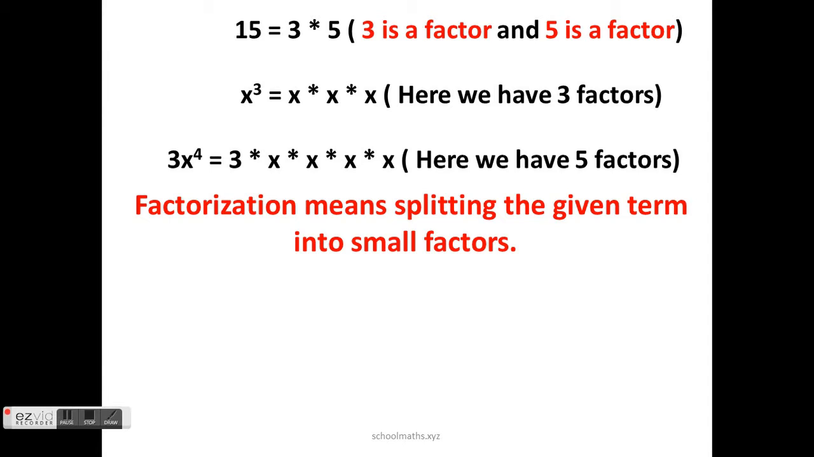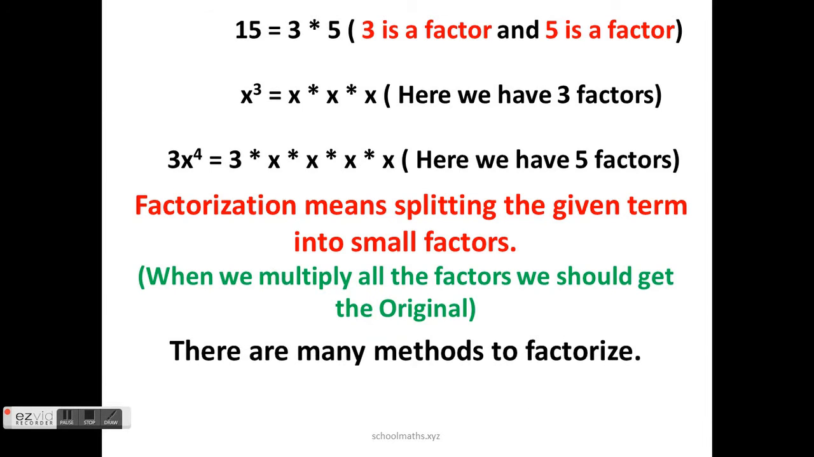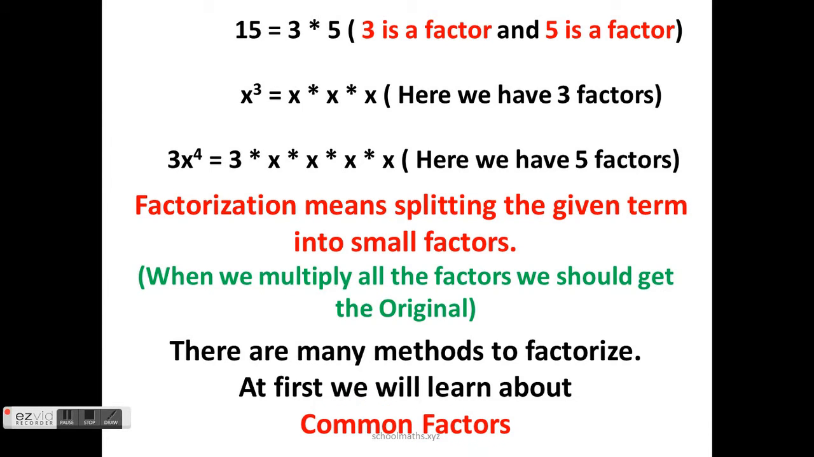Factorization means splitting the given term into small factors. Another important thing, when we multiply all the factors, we should get the original term, original number, or, in the case of polynomials, the original polynomial. There are many methods to factorize. The first method is common factors. Some factor will be common in all the terms.